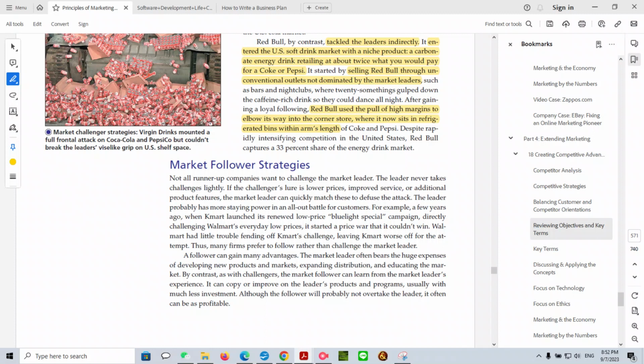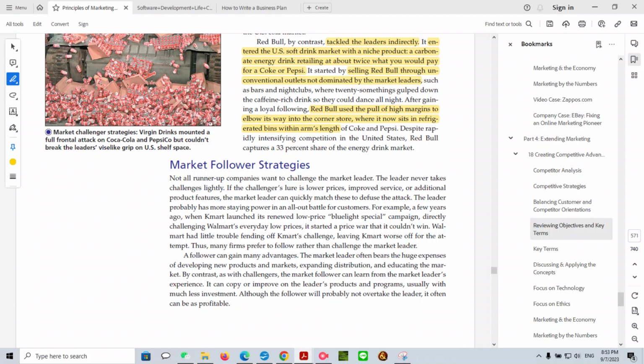For example, a few years ago when Kmart launched its renewed low-price Blue Light Special campaign, directly challenging Walmart's everyday low prices, it started a price war that it wouldn't win. Walmart had little trouble fending off Kmart's challenge, leaving Kmart worse off in the attempt. Thus, many firms prefer to follow rather than challenge the market leader. A follower can gain many advantages.